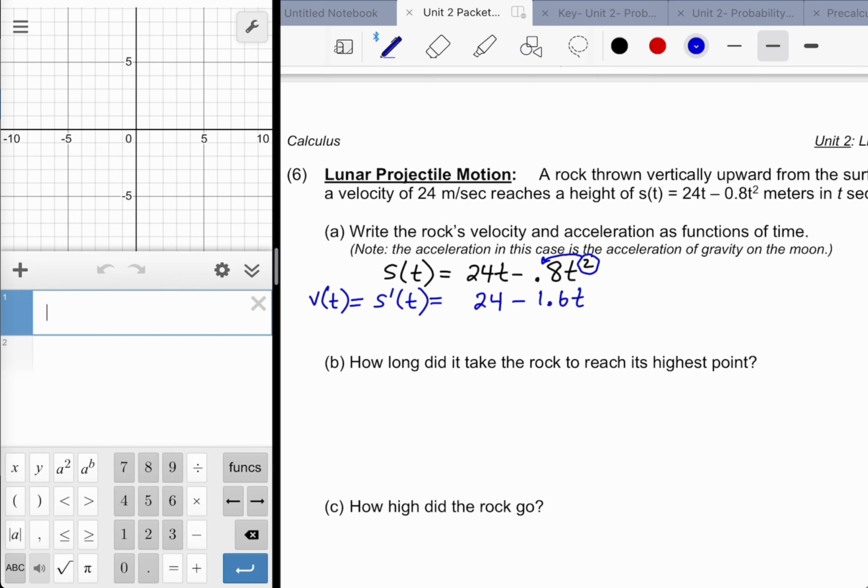t to the first power, so you just leave the t without the exponent there. Power multiplied by coefficient, reduce the power by 1. So that's our velocity function.